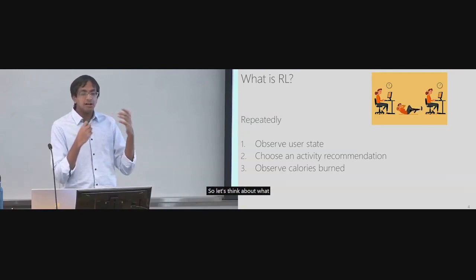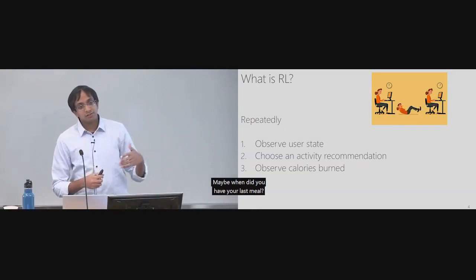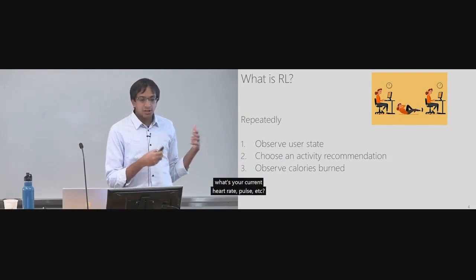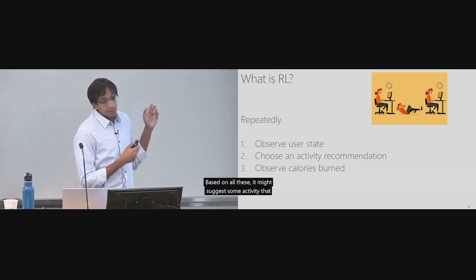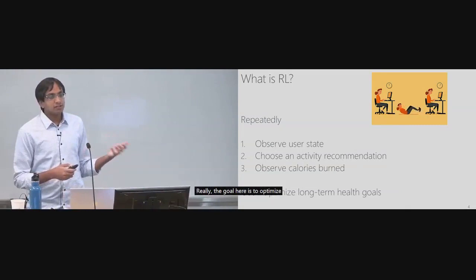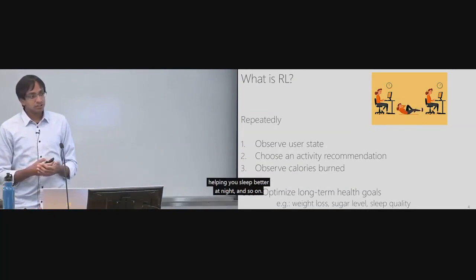So you have any of these possibilities you could choose from. So let's think about what the process looks like from the point of view of that app, right? So it probably senses something about the current state of the user. Maybe, you know, when did you have your last meal? What time of day it is? What's maybe your, if we are getting any kind of monitoring data, what's your current heart rate, pulse, etc. And based on all these, it might suggest some activity that might be beneficial to you and monitor some sort of outcome, such as the number of calories you burned, the number of steps you walked, or something, right? And really the goal here is to optimize some sort of long-term health goals of the user. That could be weight loss, that could be maintaining your sugar levels if you're a diabetic, helping you sleep better at night, and so on.